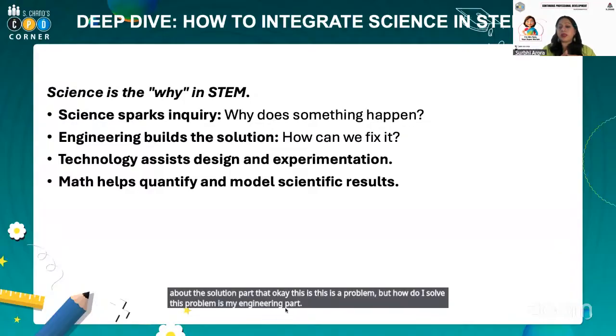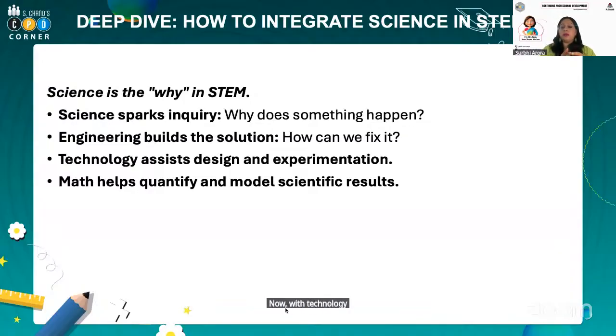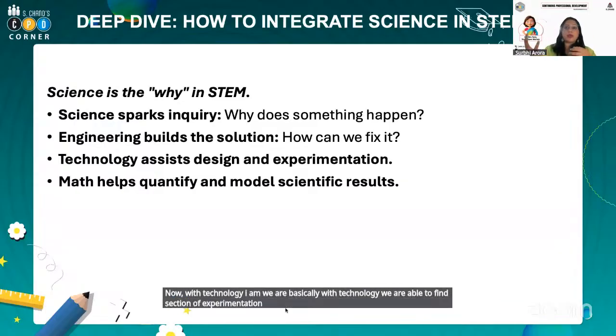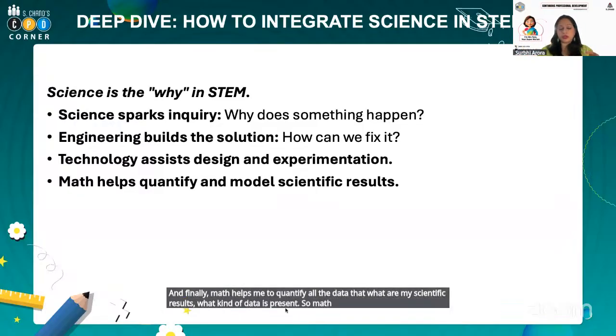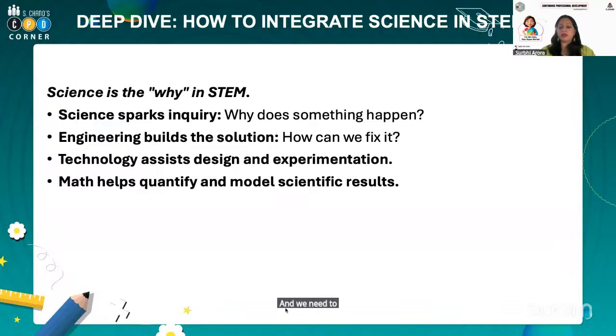With technology, we are able to find a section of experimentation: how do I experiment on this? How do I use technology? That's what we do. And finally, math helps me to quantify all the data: what are my scientific results, what kind of data is present. So math gives me that quantification. All these four subjects together in STEM integration help us deep dive into learning, and we need to understand the role of each and every subject in a correct manner.